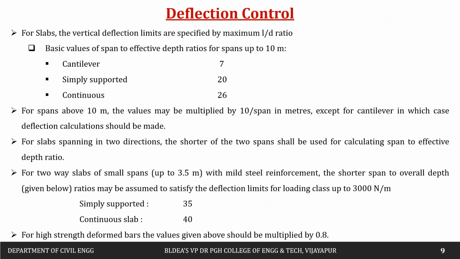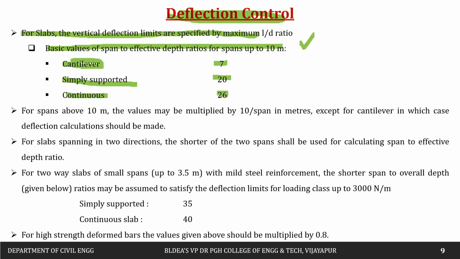Next we will see some of the criteria used in the design of slabs. First, deflection control. For slabs, the vertical deflection limits are specified by the maximum L by D ratio, that is, span to effective depth ratio. The basic values for spans up to 10 meters are: for cantilever it is 7, for simply supported it is 20, and for continuous it is 26. We have already studied this in beams also.